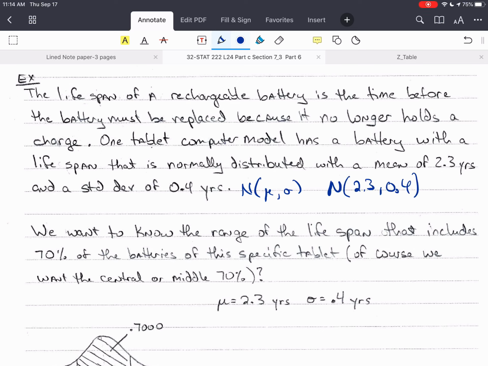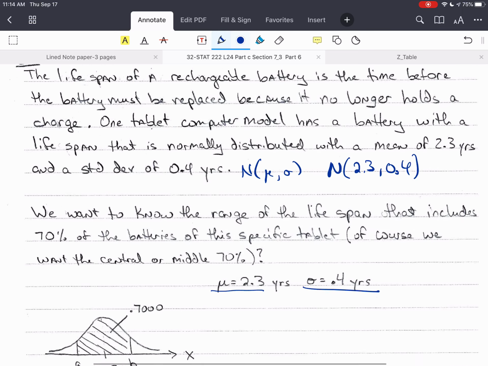Okay? So I've written mu and sigma down here. And here's the question. We want to know the range of the lifespan that includes 70% of the batteries of this specific tablet. Of course, we want the central or middle 70%. So we want to know the range of the lifespan that includes 70%. So 70% of the batteries last between what value? Between this value and this value. How long? Okay? So I hope that kind of makes some intuitive sense why we would use the middle here.